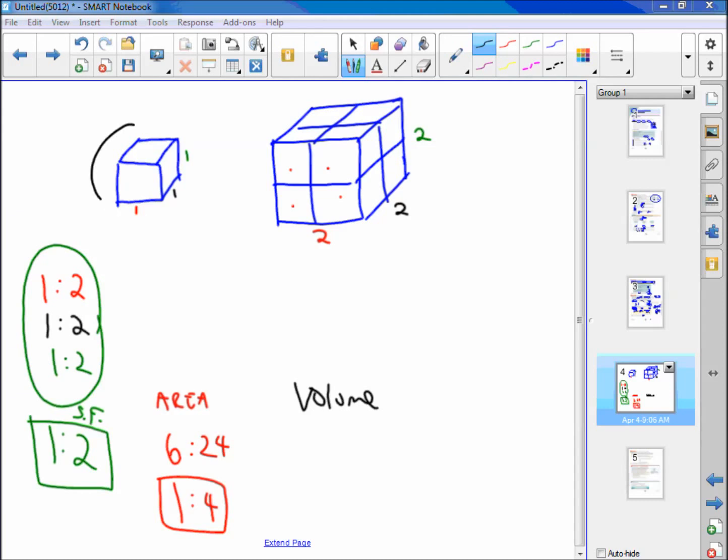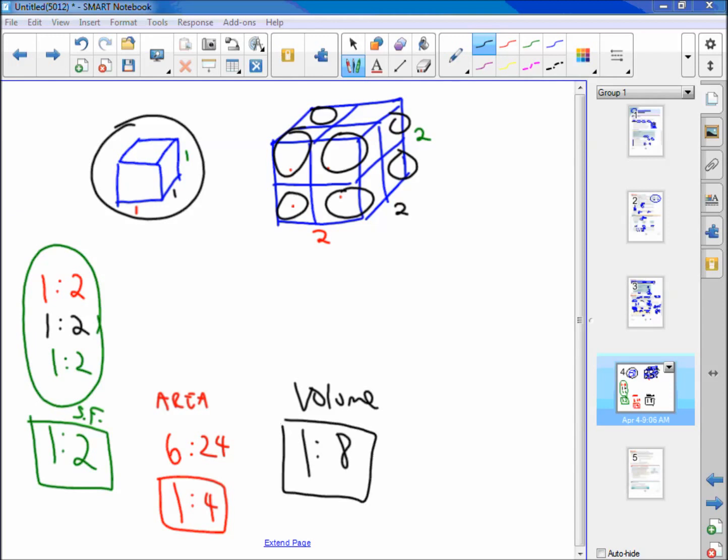Volume for the little one's easy. There's only 1 cube. For the big one, there is 1 here, 2, 3, 4, 5, 6, 7, and 1 tucked in the bottom there for 8. So 8 cubes make up that. Okay. So our volume is 1 to 8.